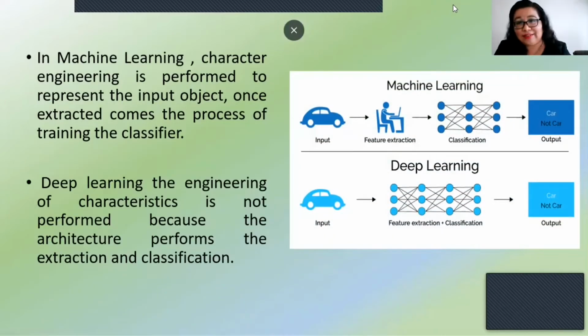In machine learning, feature engineering is performed to represent the input object. Once extracted, comes the process of training the classifier. And in deep learning, the engineering of features is not performed because the architecture performs the extraction and classification.